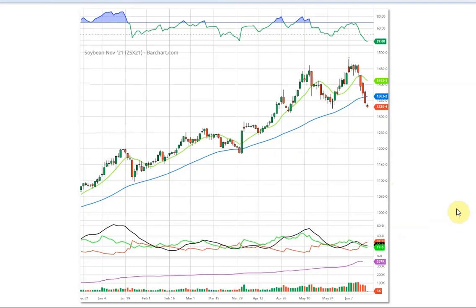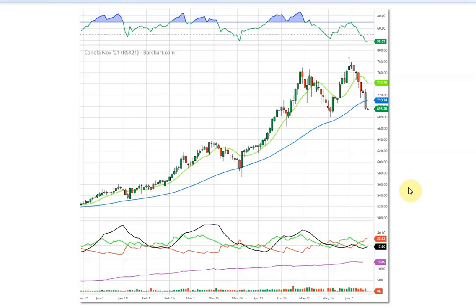Next, soybeans, very similar. We had a higher high. However, the RSI did not make a higher high. It was lower. So that gave us a bearish divergence. The RSI is below 50. Another negative. We're below the 10-day moving average and the 50-day moving average. Another bearish signal. The DIs have crossed into bearish. Another bearish signal. Okay.